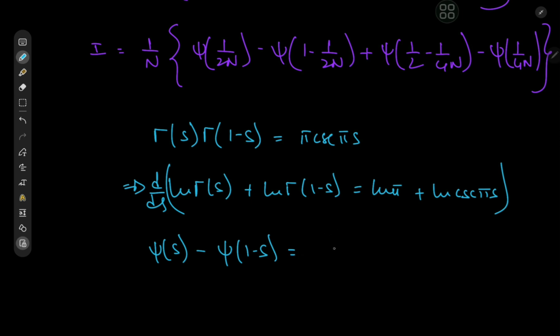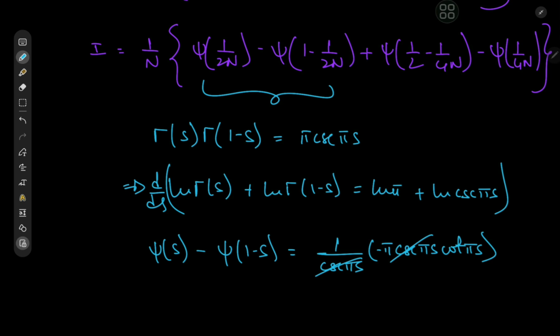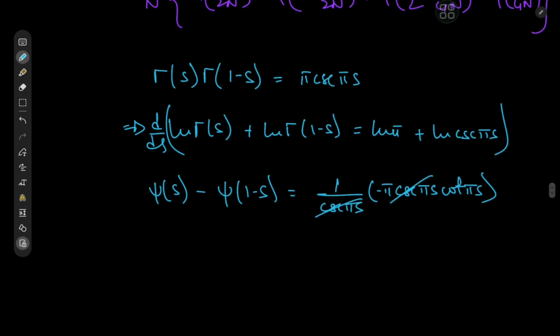And we have 1 by cosecant pi times s, and the derivative of the cosecant function is, we have negative pi because of the chain rule, and we have negative cosecant times cotangent. So that's cosecant pi s times cotangent pi s. The cosecants cancel out, and we're left with, for digamma s minus digamma 1 minus s, that's exactly what we have here. For s equal to 1 by 2n, we just have negative pi times cotangent pi s, which is, again, very cool.